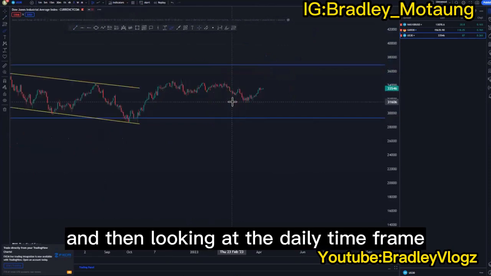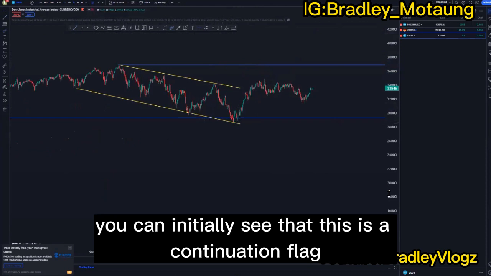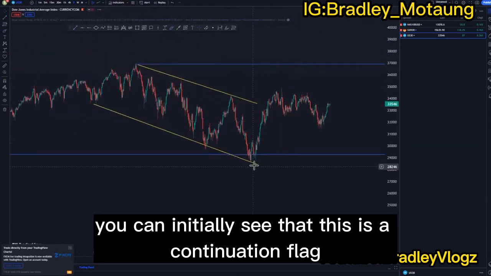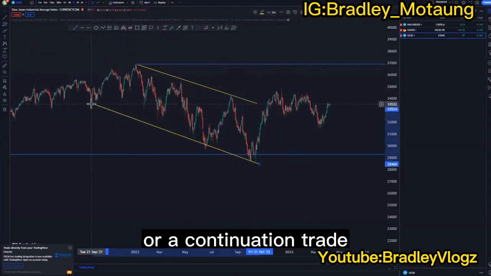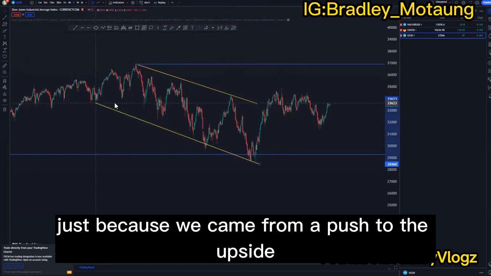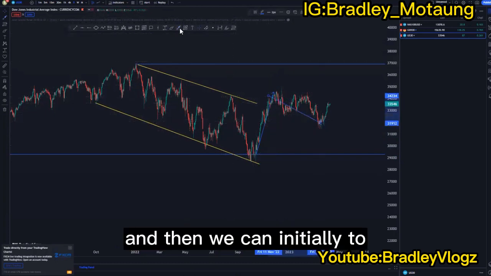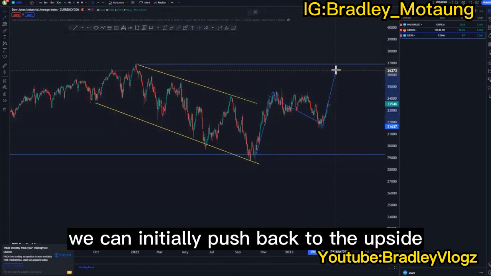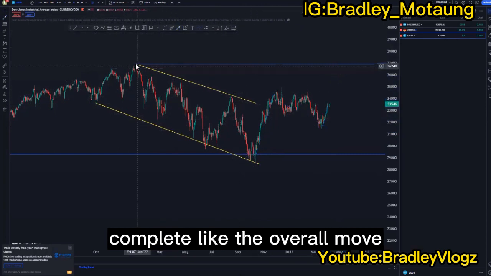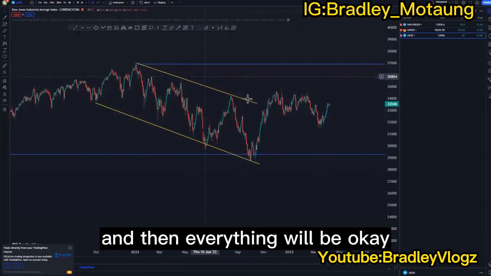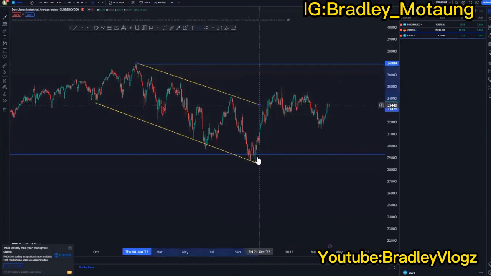And then looking at the daily time frame, we can initially see that this is a continuation flag or a continuation trade, just because we came from a push to the upside. Now we are correcting, and then we can initially push back to the upside, complete the overall move, hit the 90%, and then everything will be okay. So this is the area.